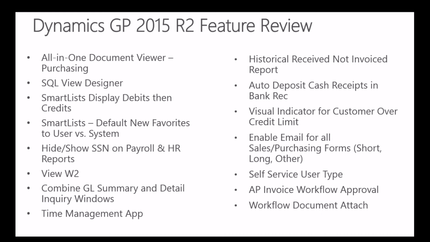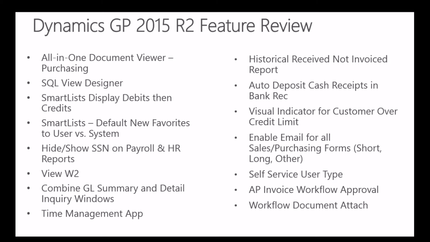SmartList default new favorites. The user will see that and talk about it. Hide show serial numbers, view your W-2s, combine GL summary and detail, time management apps, historical received not invoiced report. That was a big request that they put out there. If anybody's ever had the fun of doing three-way matching and then finding out historically at a point in time, was this actually invoiced at that point in time? A few reconciliation efforts on our customers have hit that. Auto deposit cash receipts in the bank rack. Visual indicator for over credit limit.